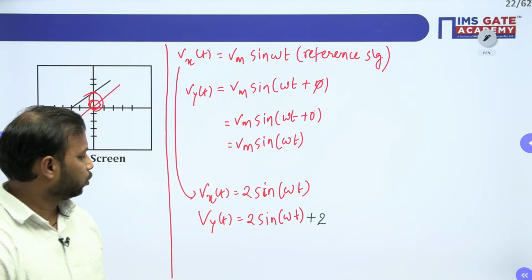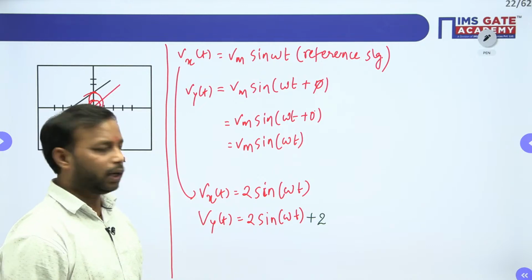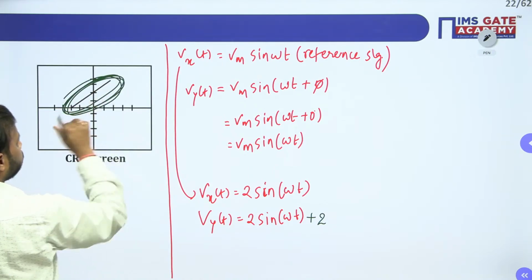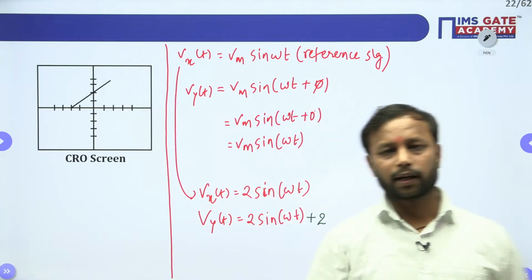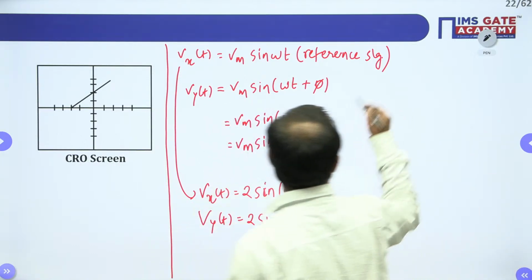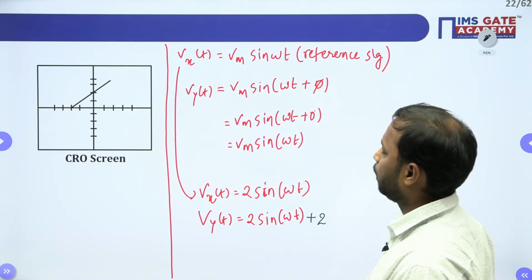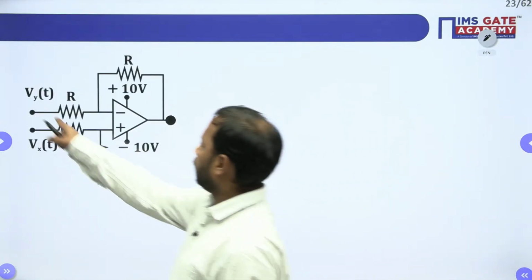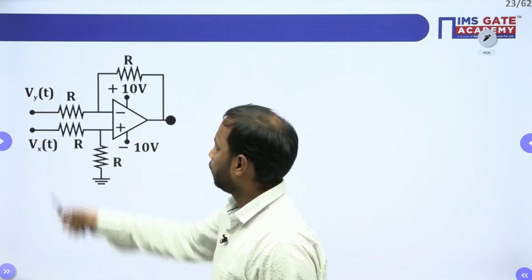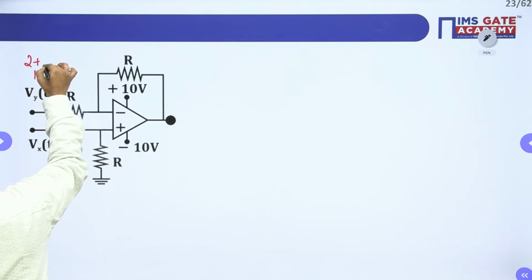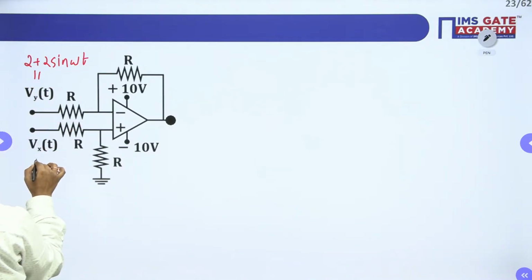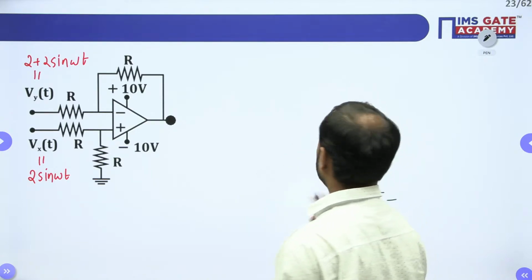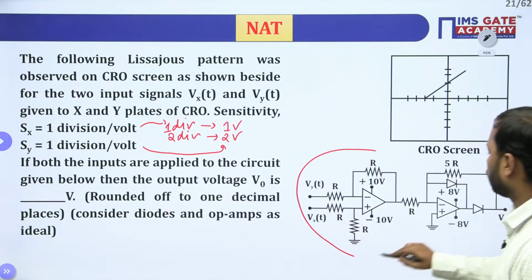Clear? So if you have Vy of t like this voltage and Vx of t like this voltage, you will be having this Lissajous figure. Clear, everybody? Any doubt in this? Done? Now, this 2 volt we are applying at this part. Here Vy of t is 2 plus 2 sin omega t, and Vx of t is 2 sin omega t. This we have obtained.